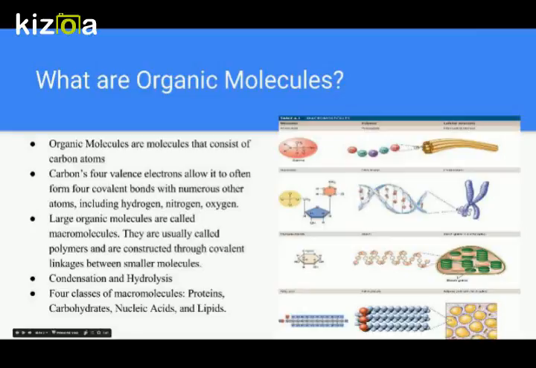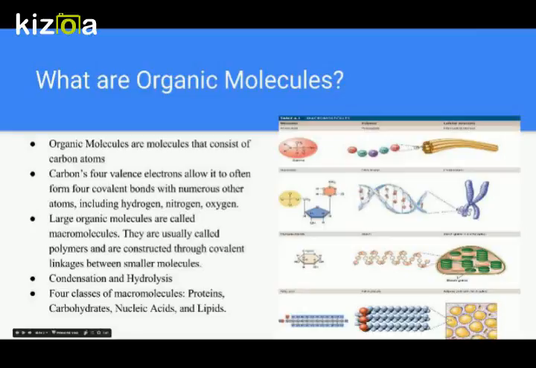So what are organic molecules? Well, on this slide, organic molecules are molecules that consist of carbon atoms. Since carbon has 4 valence electrons, or electrons that can form chemical bonds with other atoms, carbon is often able to form 4 covalent bonds with other atoms, including nitrogen, oxygen, and more. The binding of carbon atoms to these various molecules creates variety in molecular structure.